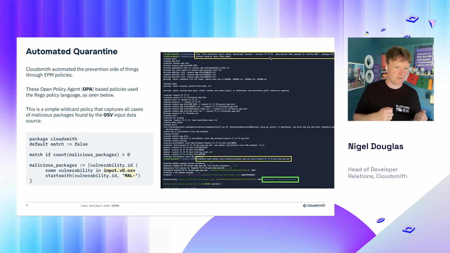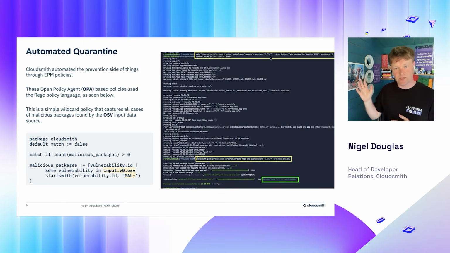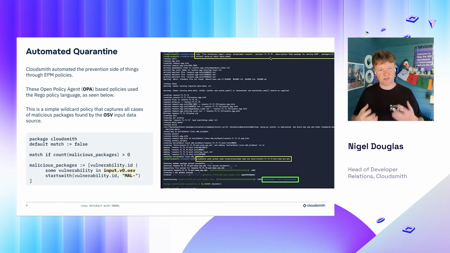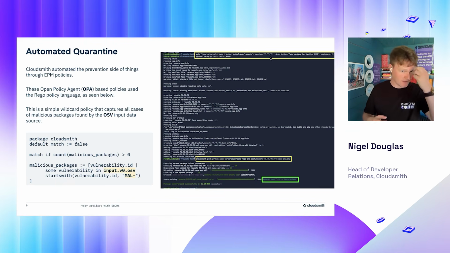So we thought about this before. Again, like I say, public API. We're using OPA, Open Policy Agent, which is an admission control technology. Again, open source, free to use. Anyone in this room can use it. But what we're doing is we're basically taking the input coming from that OSV API, and I'm saying if it contains anything that starts with the prefix mal-dash, it is classified as malware, and therefore it is bad.